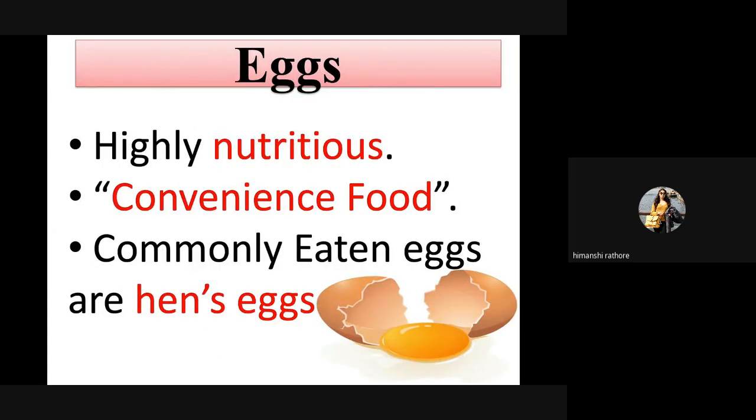Now coming to the eggs. Egg is highly nutritious in nature because the egg yolk contains good quality protein, and a very large percentage of consumers eat egg. The commonly eaten egg in India is of hen. So let's talk about what points you have to keep in mind while buying egg.